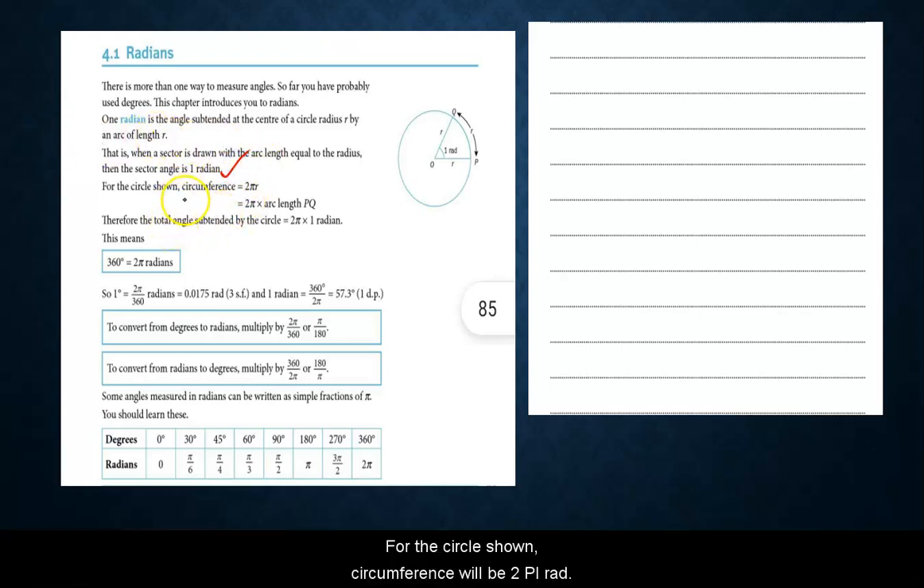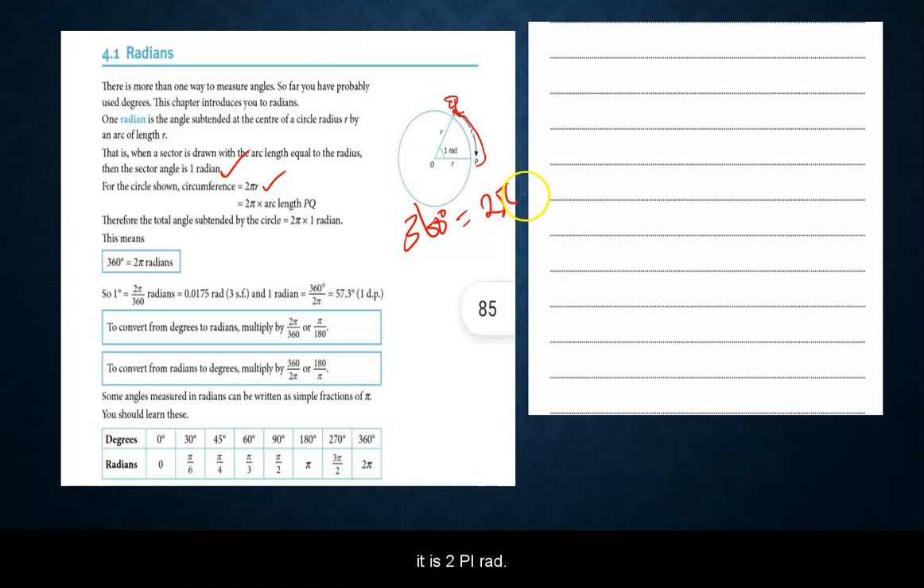For the circle shown, the circumference will be 2 pi rad, like you have seen. So we can take 2 pi multiplied by the arc length of PQ, up to Q. If we multiply that, we will simply get 2 pi multiplied by 1 rad. So that is going to be 360 degrees. So 360 degrees is equal to 2 pi rad.